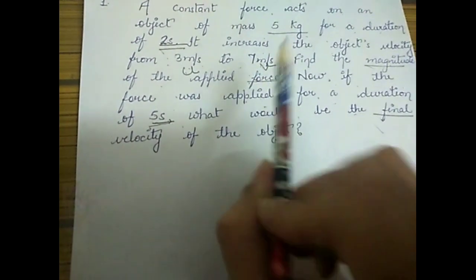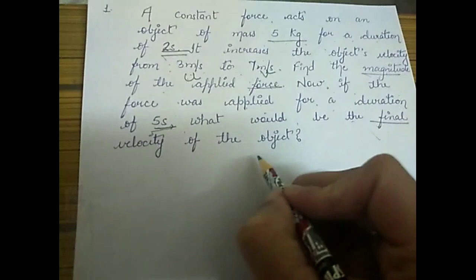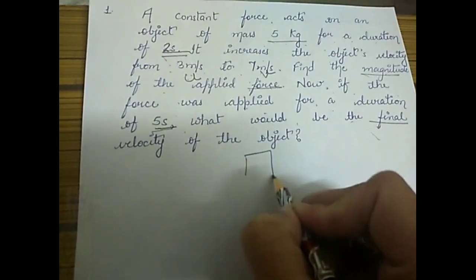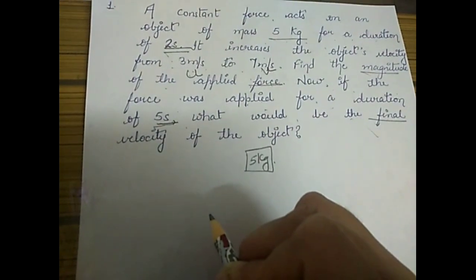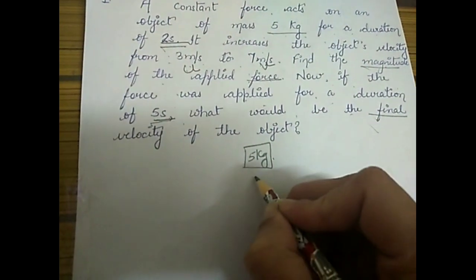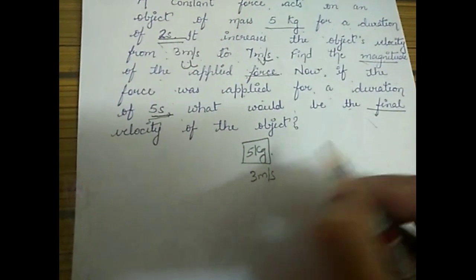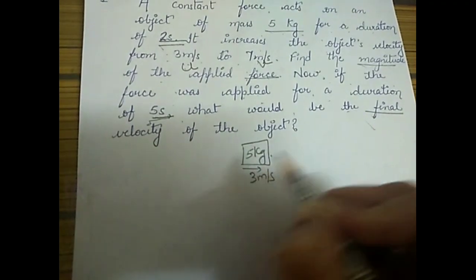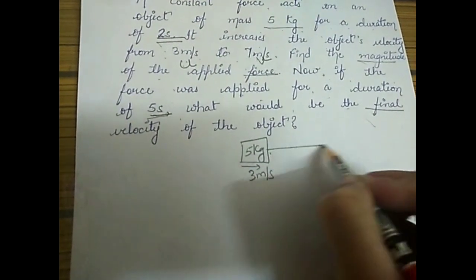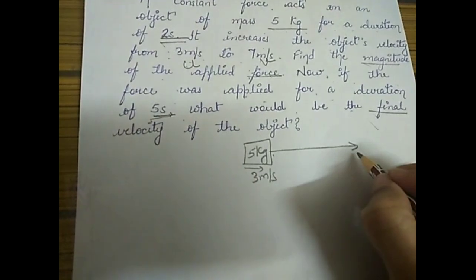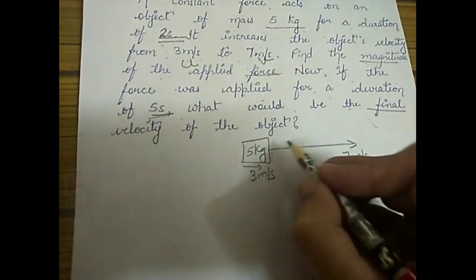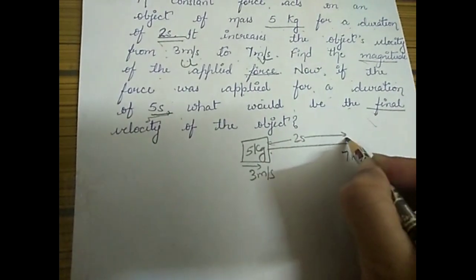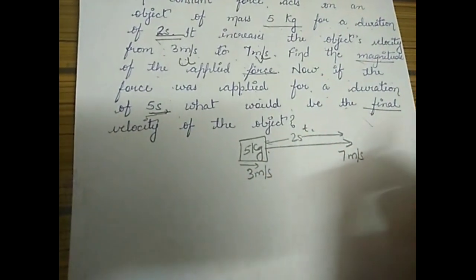What is the first step? To draw the diagram. What is the diagram? Here is an object of 5 kg. Its initial velocity is 3 meters per second. It was moving with 3 meters per second, and after applying force, its velocity becomes 7 meters per second. The force was applied for just 2 seconds. That means time is equal to 2 seconds.